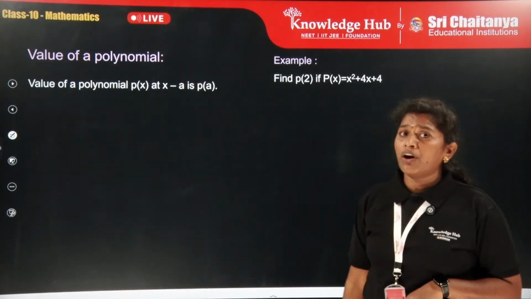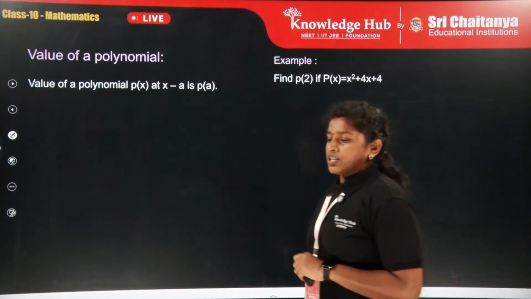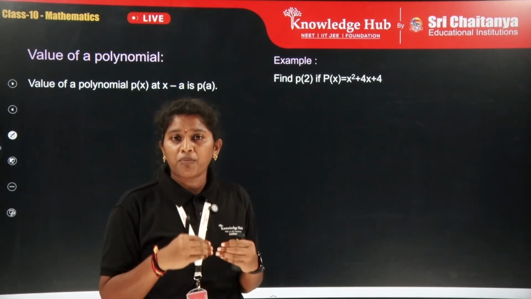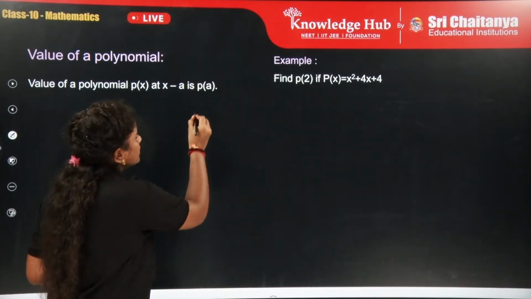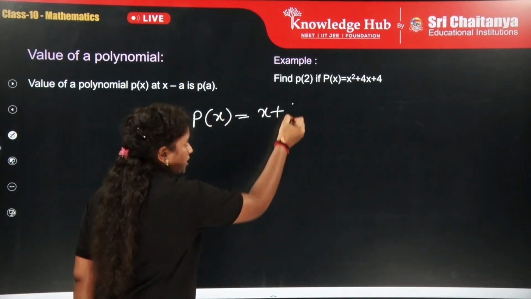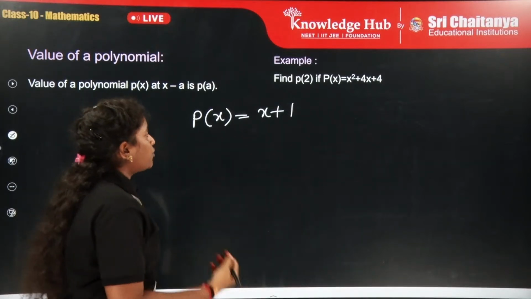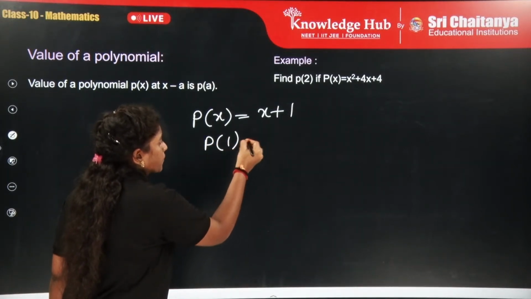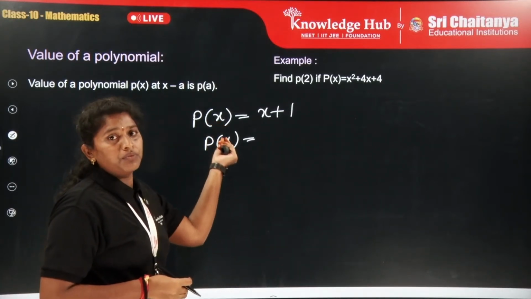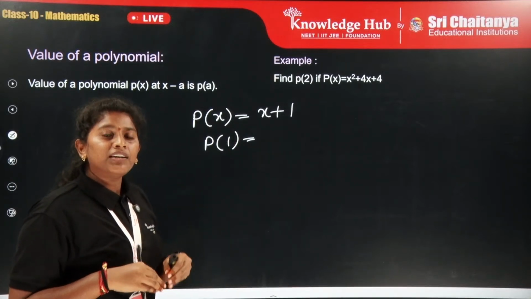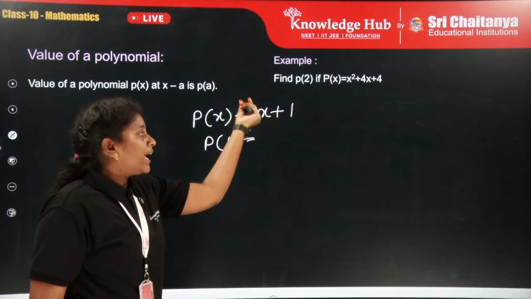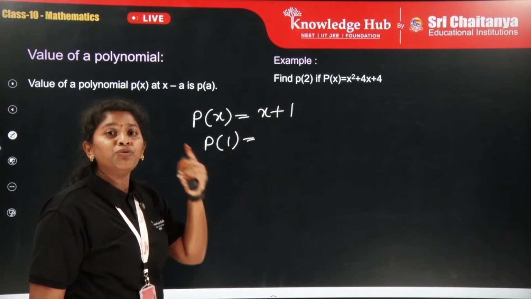Moving to the next, the value of a polynomial. If we have a polynomial in the form of p of x, that means I am representing my polynomial as p of x, which is, let's consider, x plus 1. Now I need to find the value of p of 1. So p of 1 is given by replacing the x with 1. Simply remember that wherever you have x in the polynomial, in the place of x you have to place the value 1.